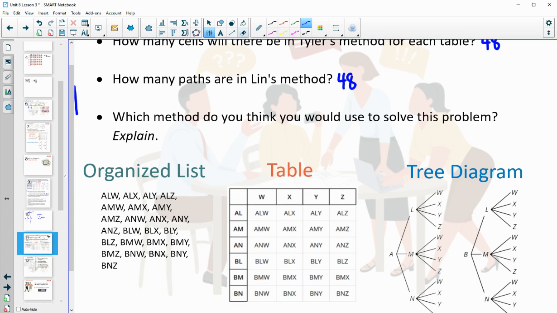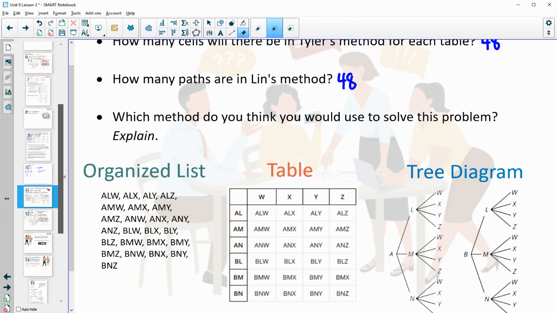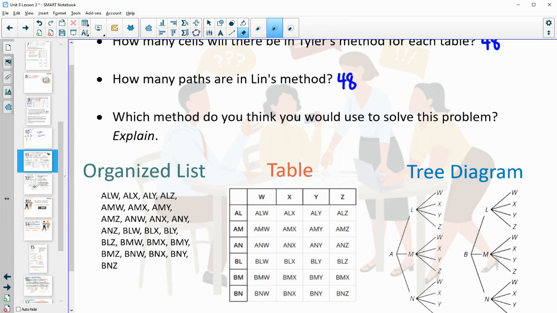Does a table feel more comfortable? Or does a tree diagram feel more comfortable? Okay, so any of those are options for you to use. Doesn't matter which one, just matters that you use one that's comfortable for you.